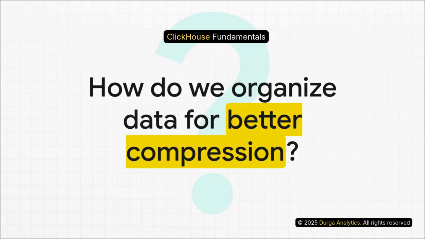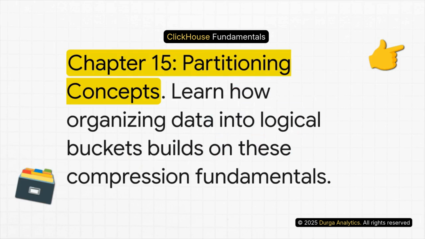We've seen now that compression just loves well-organized homogeneous data. That just naturally leads to the next question, doesn't it? How can we physically arrange our data on the disk to make our compression even more effective? And that is the perfect setup for our very next chapter, where we'll be talking all about partitioning concepts. We're going to explore how physically organizing data into logical buckets, say by month or by region, builds directly on these compression fundamentals to make everything even faster.